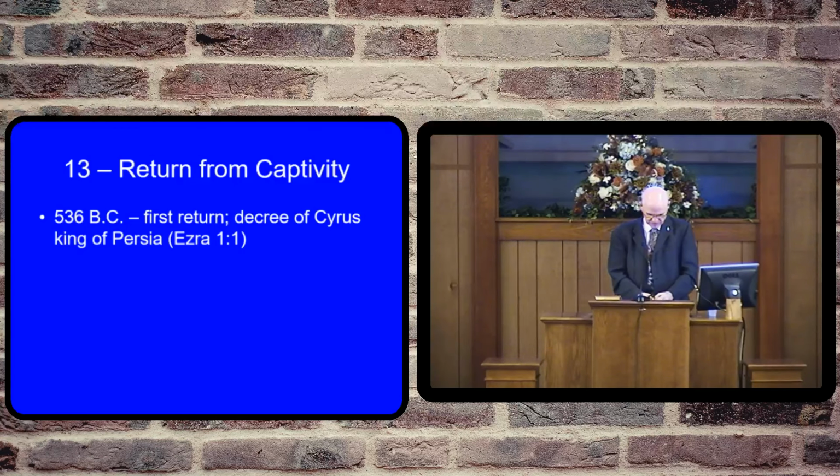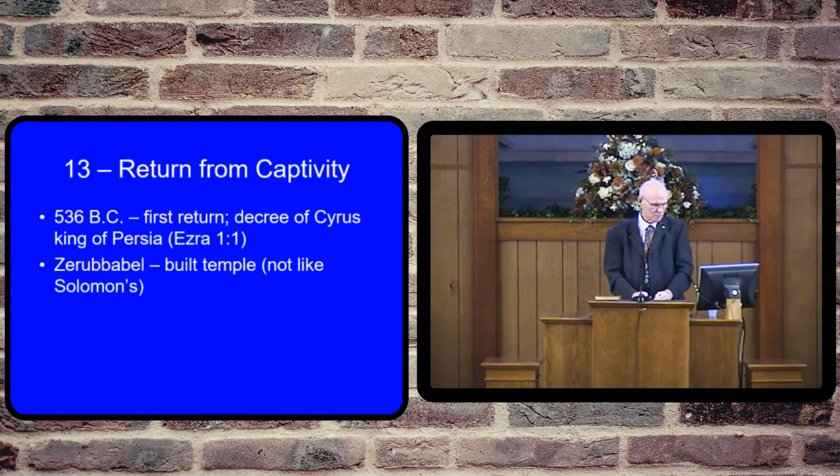Ezra chapter 1, verse 2: Thus says Cyrus, king of Persia, all the kingdoms of the earth the Lord God of heaven has given to me, and has commanded me to build him a house at Jerusalem, which is in Judah. So he lets them go back home. Zerubbabel goes back to build the temple. Not a temple like the one Solomon built. Nowhere near. The people wept when they saw it. The comparison there.